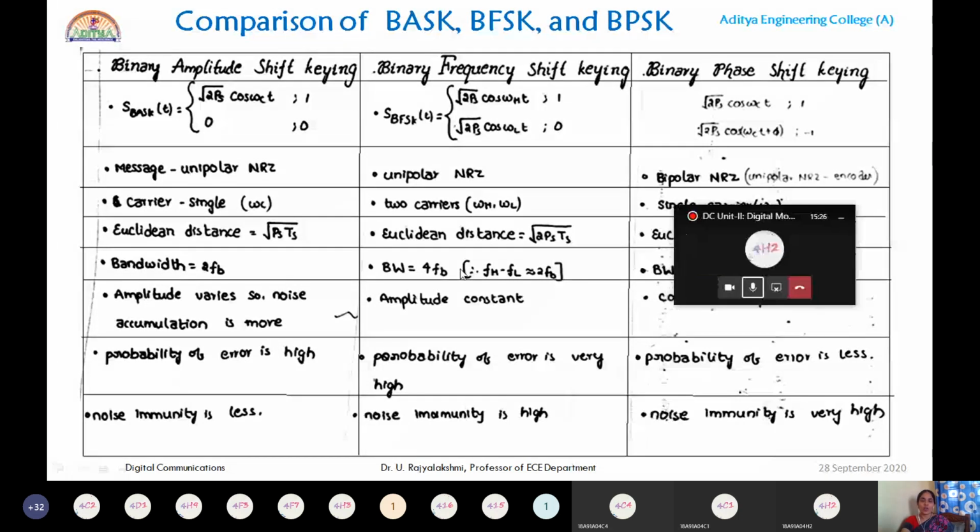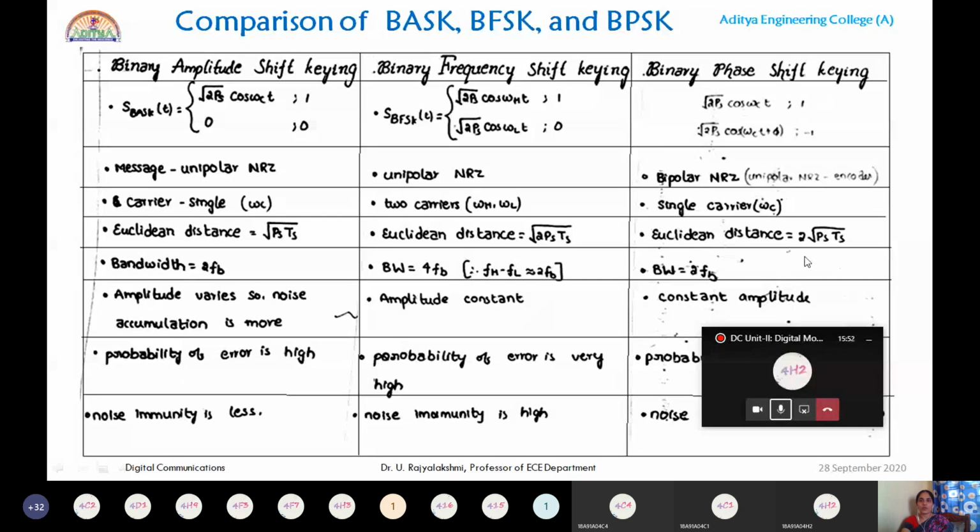Okay, and what about noise immunity? Here the amplitude parameter will differ in ASK. That's why noise immunity is very less. And in FSK, somewhat increased, because its Euclidean distance is improved. And what about the noise immunity in PSK? It is very high, because of its constant amplitude and high Euclidean distance. Okay, so this is all about the general comparison.